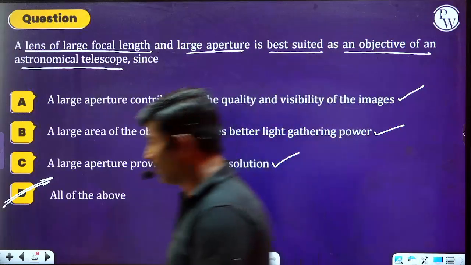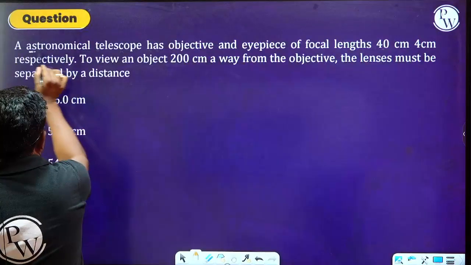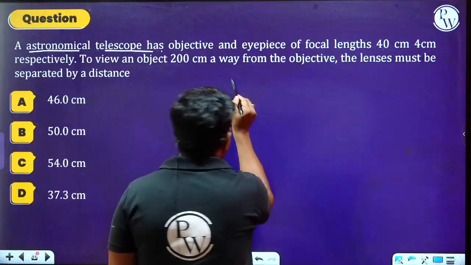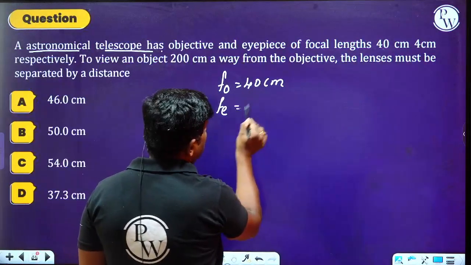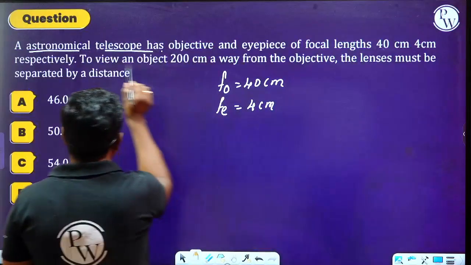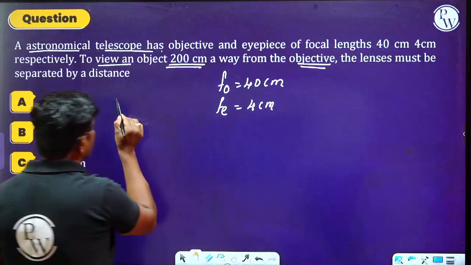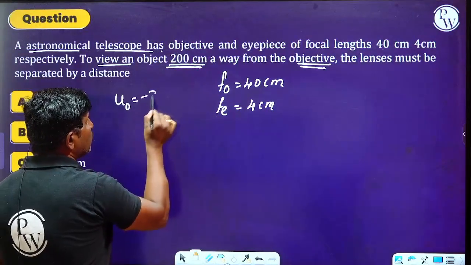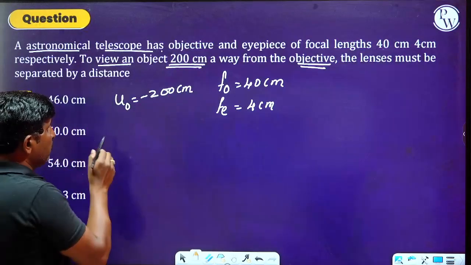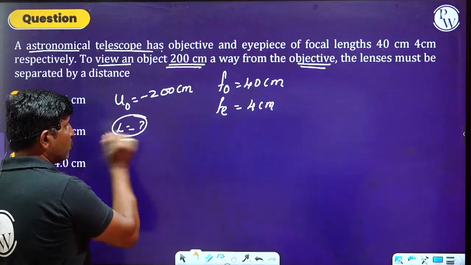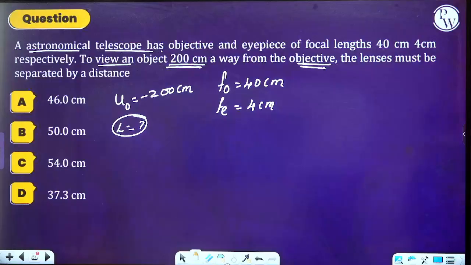Okay. So similarly, move on to the next question. What are they saying to us? Please read this. An astronomical telescope has an objective and eyepiece focal length. Objective focal length is 40 centimeter and eyepiece focal length is 4 centimeter. To view an object 200 centimeter away from the objective, that is object distance is given to you as minus 200 centimeter, the lens must be separated by a distance. That means we have to calculate what is the L value. So please do the simplification.